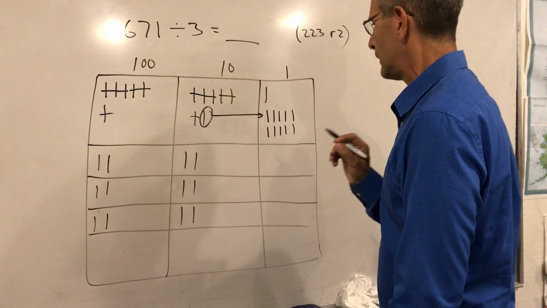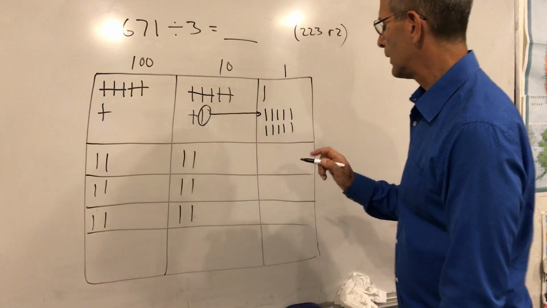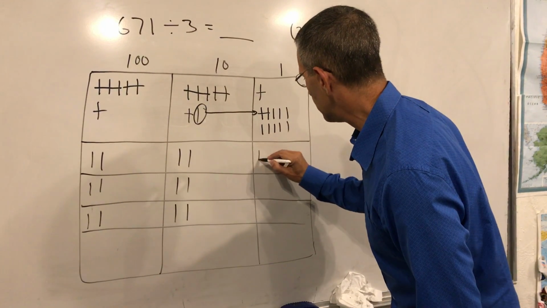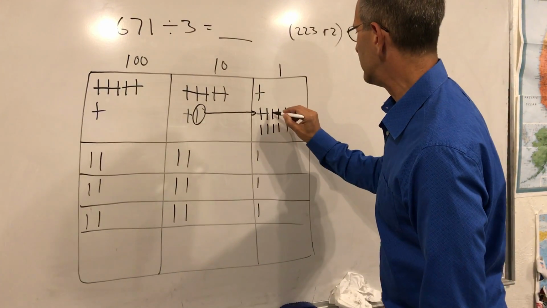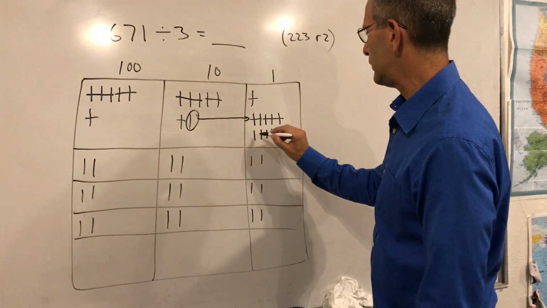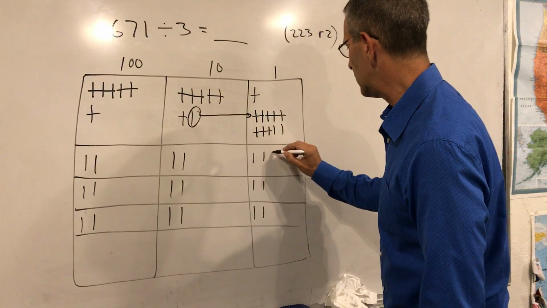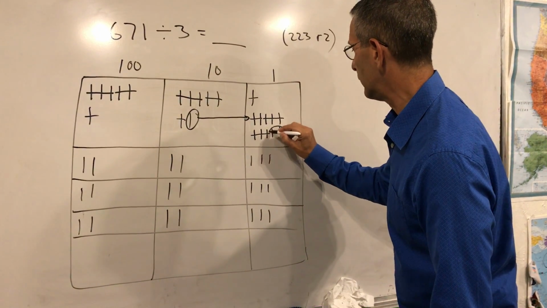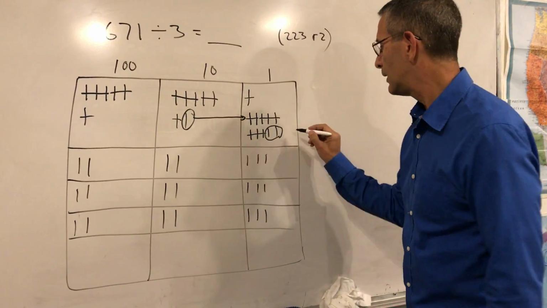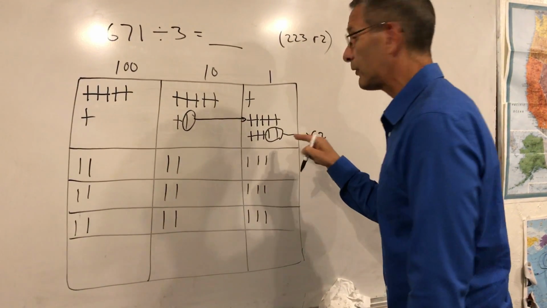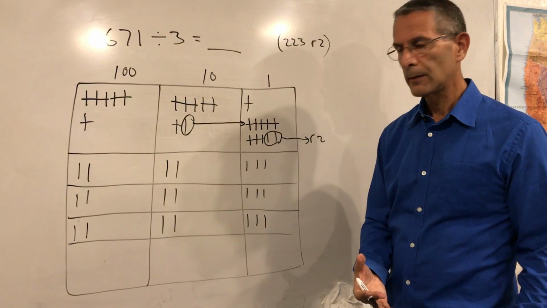Okay? Now we do the same thing. We find 3, so here's 1, 2, 3, and put them here. We do it again. 1, 2, 3, put them there. And we do it again. 1, 2, 3, put them there. And there's 2 left. You see, these could not be distributed, so these become the remainder of 2. That's a remainder that could not be divided.